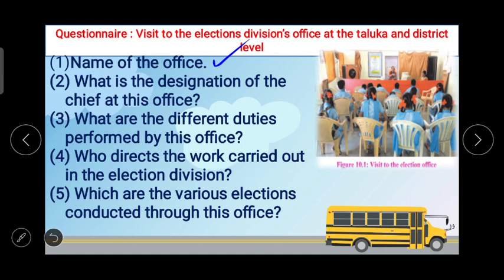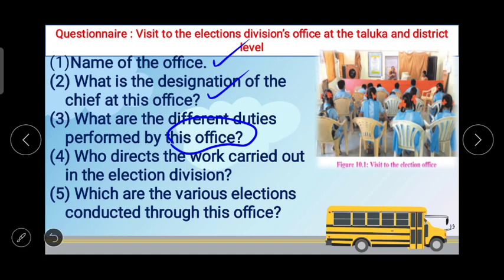What is the designation of the chief at this office? What are the different duties performed by this office? Now all the work related with the election, like issuing voter cards or updating the voter list. Who directs the work carried out in the election division? Fifth one, which are the various elections conducted through this office?